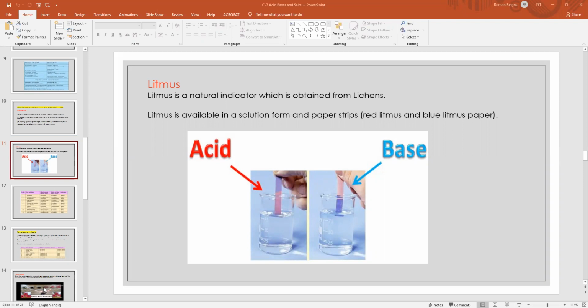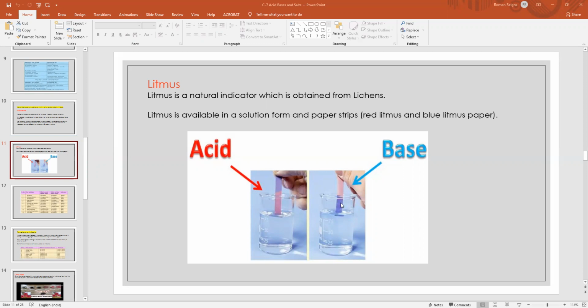When we are talking about the red litmus solution, when you add red litmus solution to an acid, you will observe no change. But when you add red litmus to a base, it will turn its color to blue. You can see in the figure here, a red litmus paper was added to a base. The dipped portion is turning blue. That means red litmus solution or red litmus paper turns blue with a base.